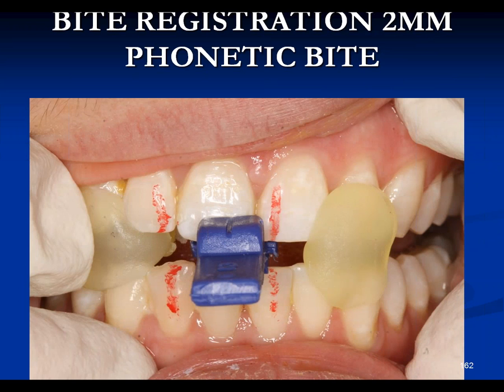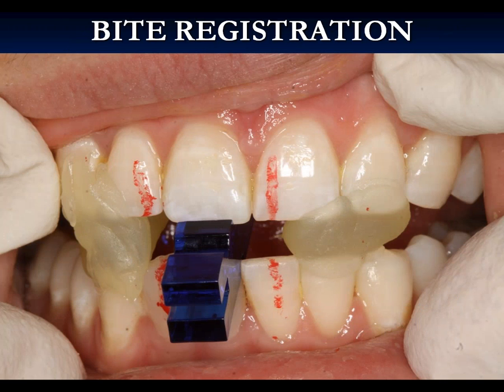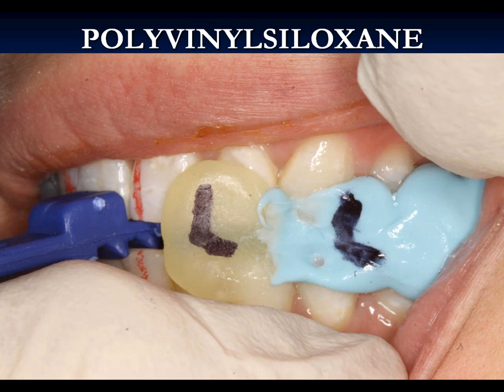So we do a phonetic bite. The phonetic bite means our bite registration. So we take a bite registration, okay? And before we did it, I would have her bite up and down on that blue bite block and see whether or not we could reduce the noise in her joint. So I'd have her bite up and down on the blue block before we take the bite, okay? And then I'll show you what we did. And then we do the bite. Okay, so put the triad and the polyvinyl siloxane to take the bite.